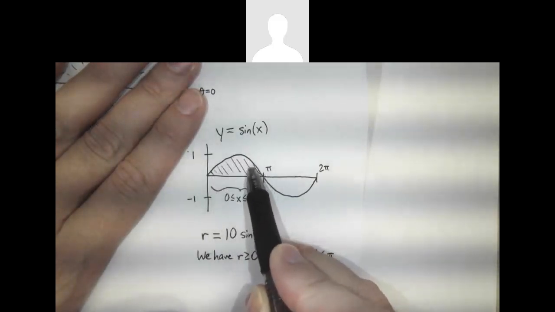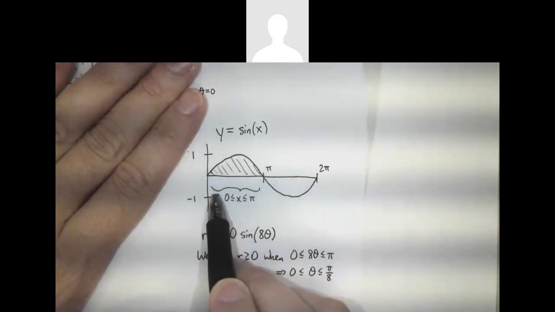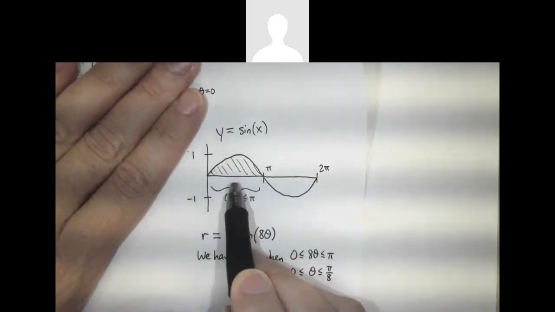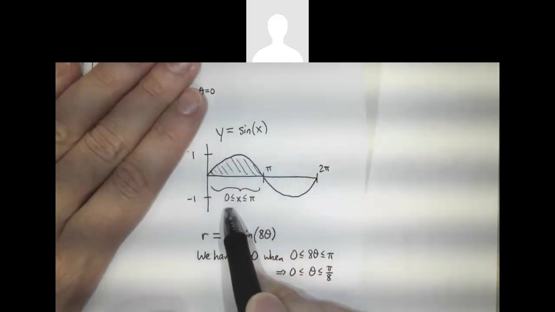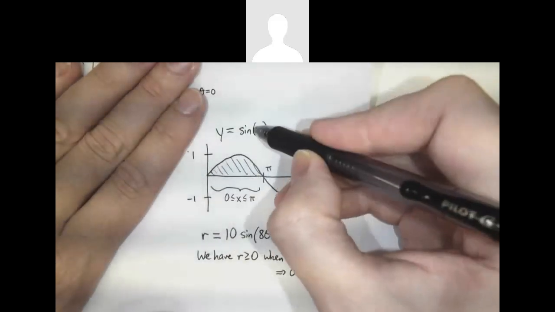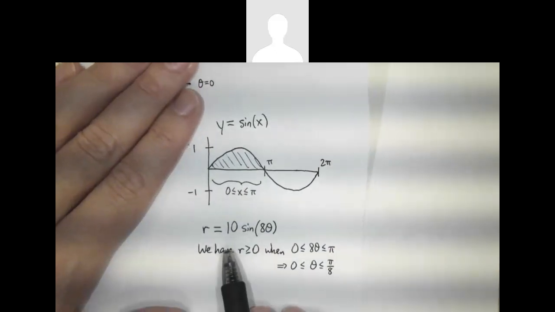This first part here, the sine function is positive. It's above the axis. And when x goes from 0 to pi, the y goes from 0 up to 1 and then back down to 0. So again, it's above the x-axis. It's positive right there, when the inside of the sine function, that x, goes from 0 to pi.